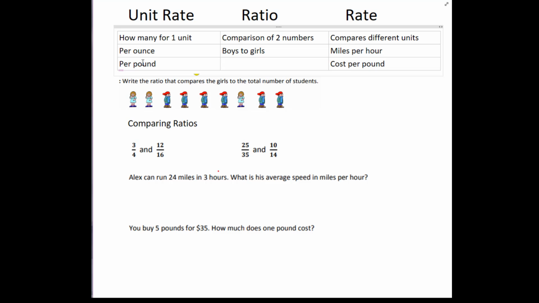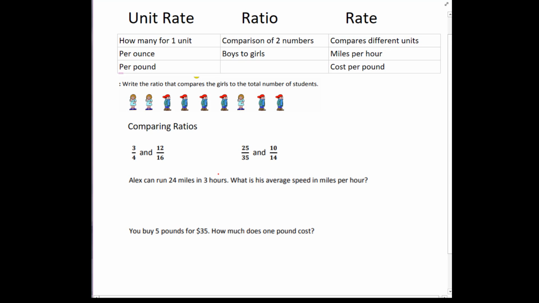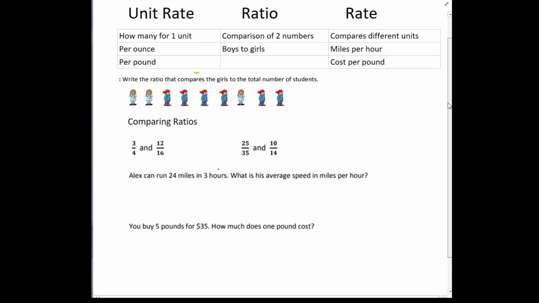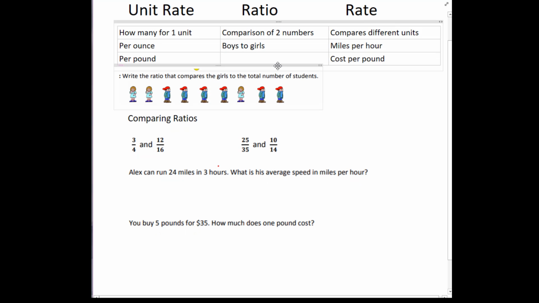Okay, so let's do some examples here. Let me get to my draw here, and then let's take a look at what we have. This is asking for a ratio. Really important when doing rates and ratios: please read the sentence and write down what it's asking for, and it'll also say the order it's asking for when you read it. So this says write the ratio that compares the girls to the total number of students.